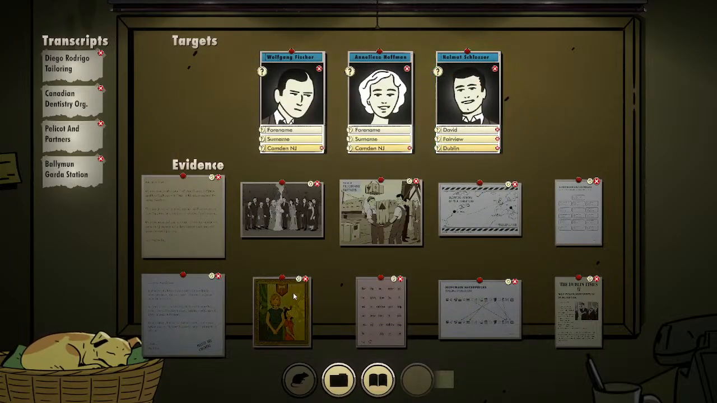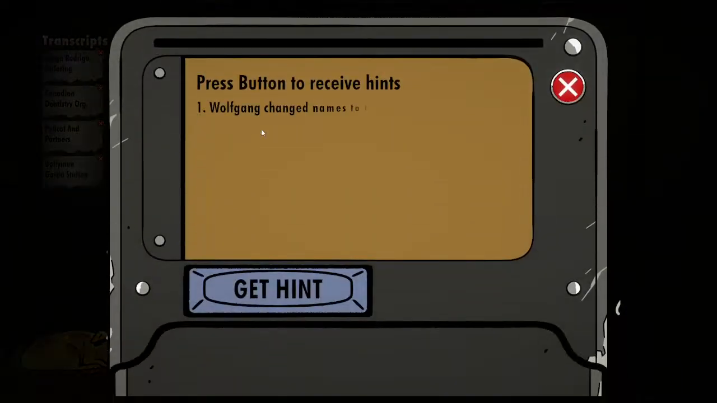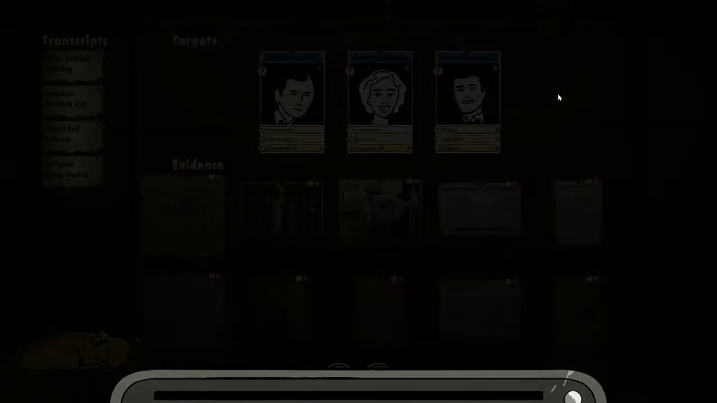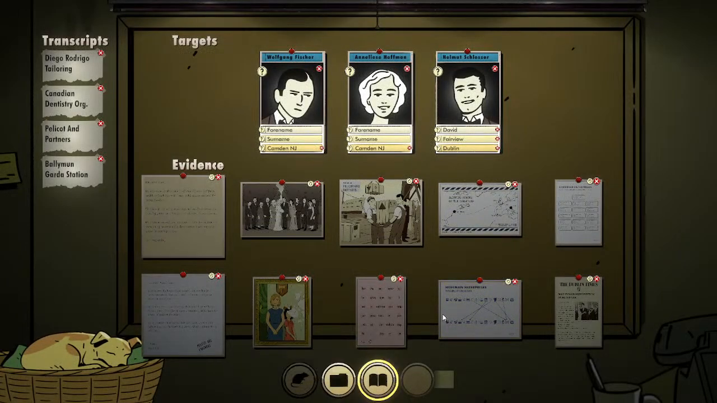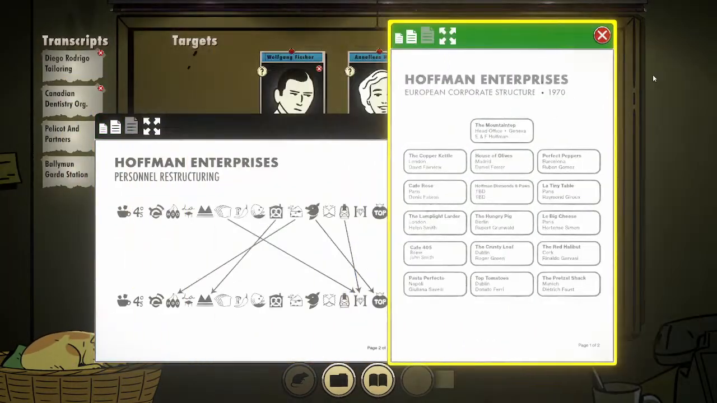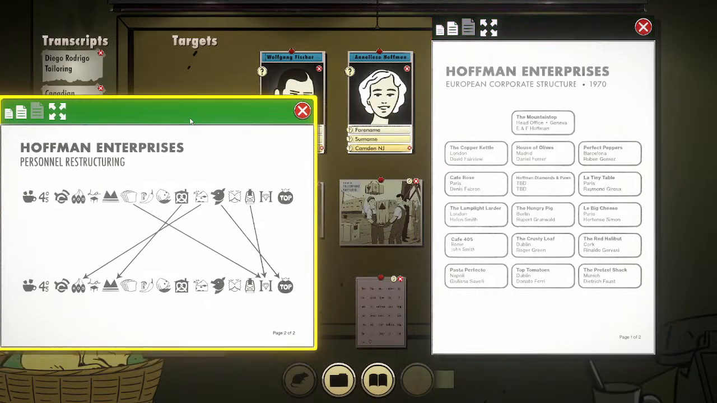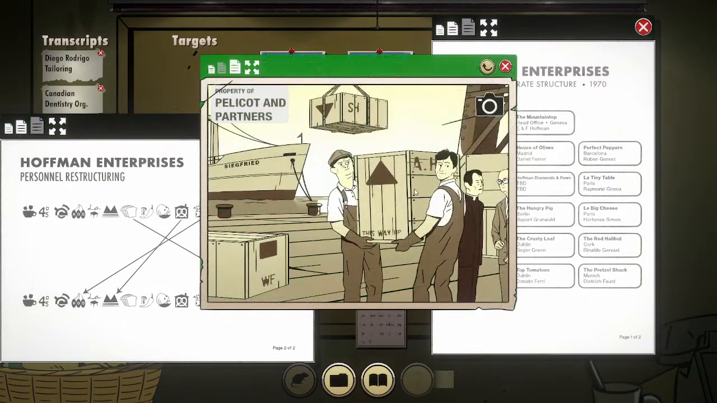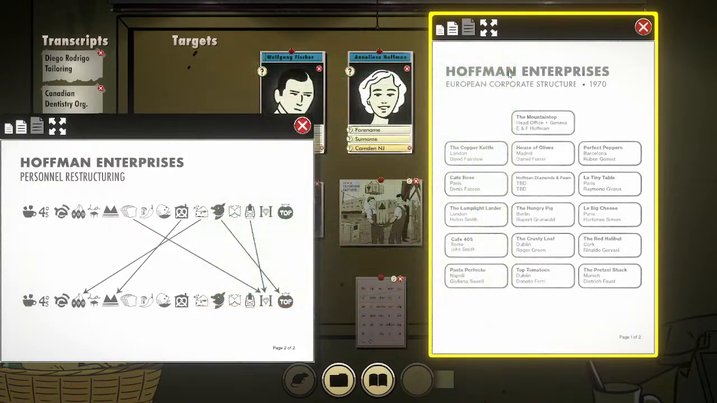I might need another hint. Oh, let's just get another hint real quick. Just don't know where to go. Wolfgang changed names to the owner of a Hoffman business. Okay. Well, that's kind of what I thought, but I feel like that is going to... So which one of these is Wolfgang? He would have gone to, I believe, he would be the only one that went to London. Right? Does he have to be one of the ones that moved, or does he not necessarily?